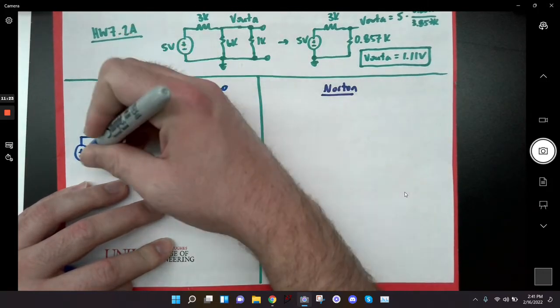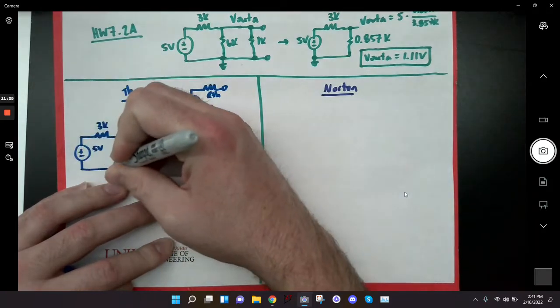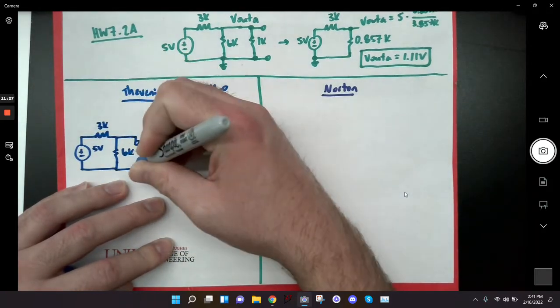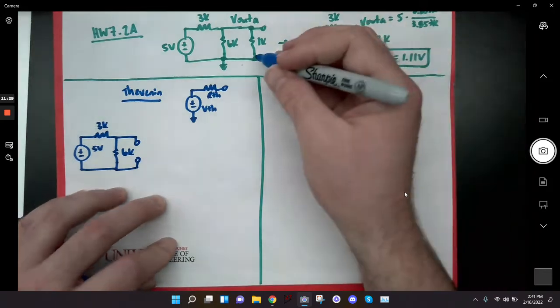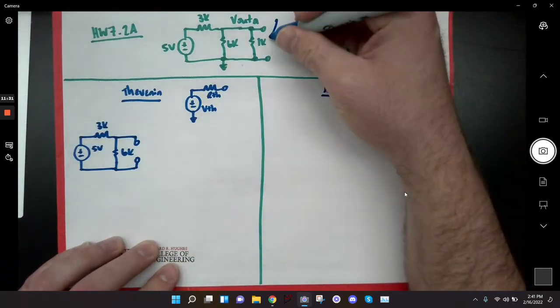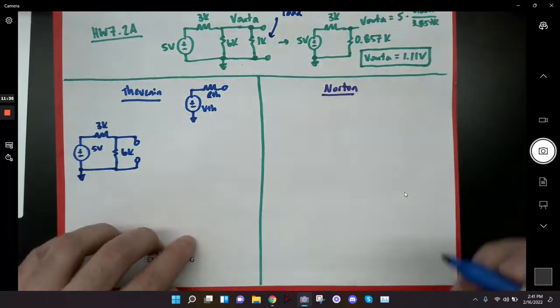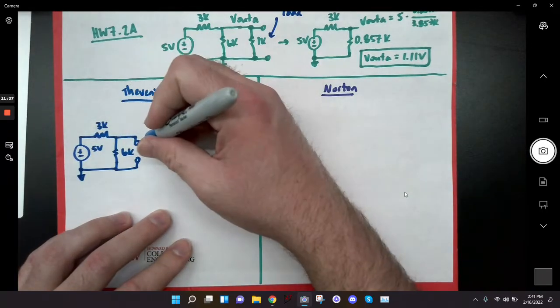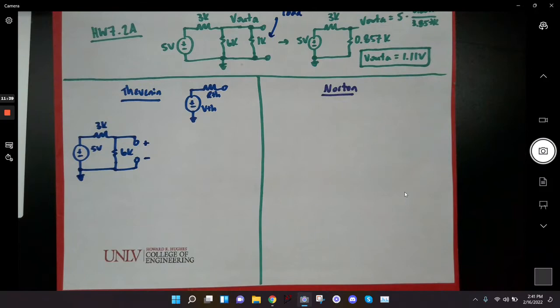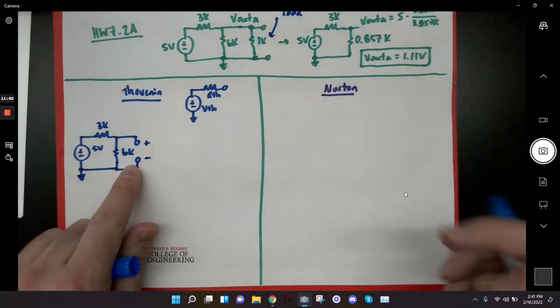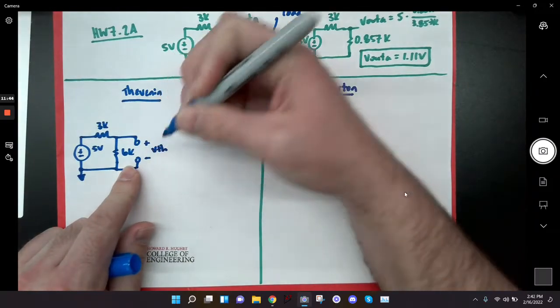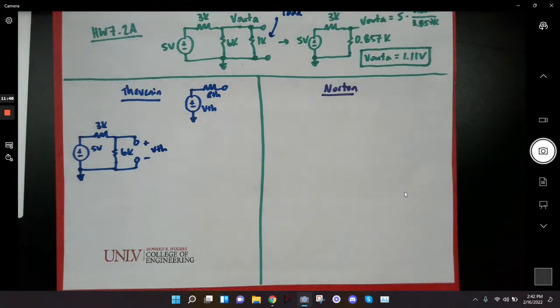6K, 3K, 5 volts, and then over here I would have had a resistor, but I removed it. I removed my load. My 1K was my load. And this is the voltage that I find across the load terminals. That is my Thevenin voltage. So that's the reason why we're doing this. All we're trying to do now is find the Thevenin voltage.